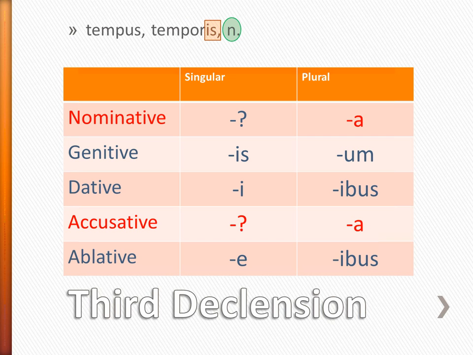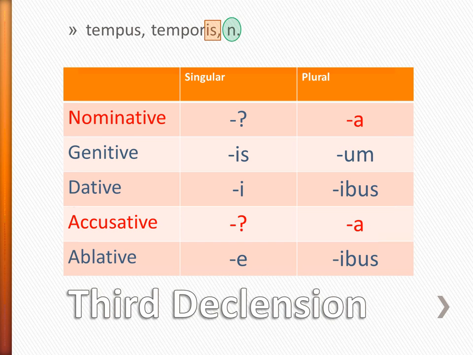The third declension also has neuter words, like tempus, temporis, and it'll have a little n next to it to show you that it's neuter. And for this one, whatever the nominative is, whatever form it takes, the accusative is going to be the same. So whatever the question mark is, like tempus, the accusative is going to be tempus, and the plural is going to have an a, just like always.